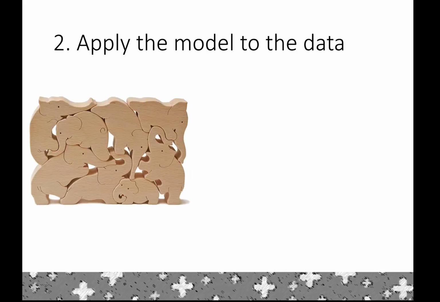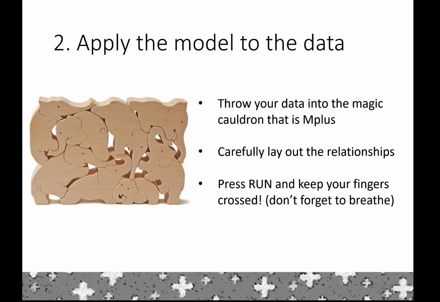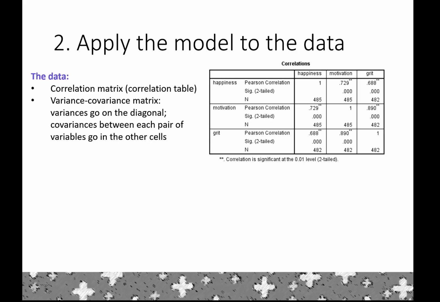In the second step, you will want to apply the model to the data. So for this you have to link your dataset to MPlus, then carefully lay out all of the relationships, and then you have to just press run and hope your model will work. When you apply the model to the data, you use some information based on your current dataset. From your dataset, MPlus will extract a correlation matrix or a variance-covariance matrix. In some cases, it will also include means and intercepts.